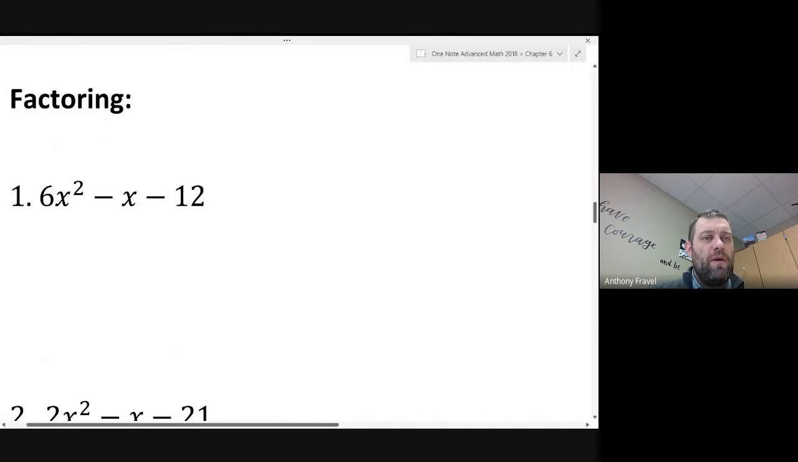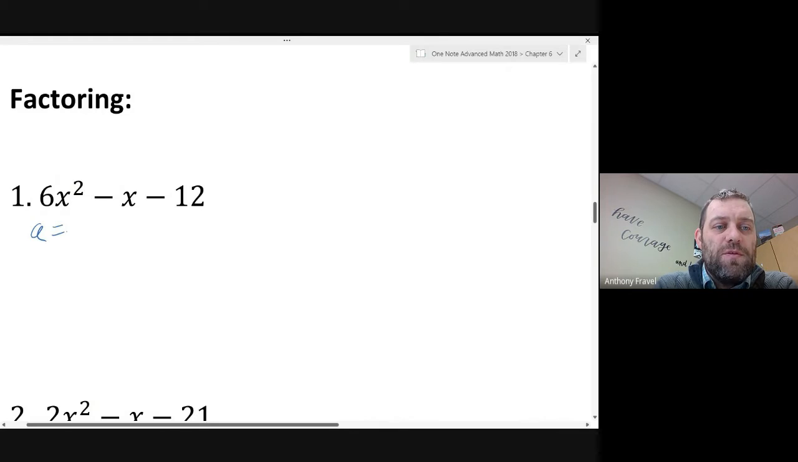All right, so we're going to get going on factoring, and this one's going to be when the value for A is not 1, it's bigger than 1. So this first one, I'm just going to go through and write down what all my values equal. So my A is a positive 6, my B is a negative 1, my C is going to be a negative 12.